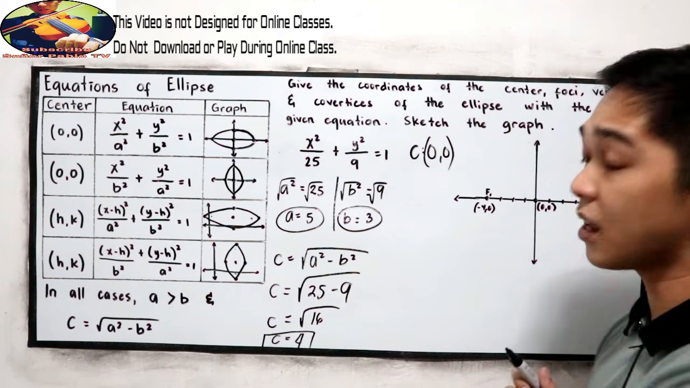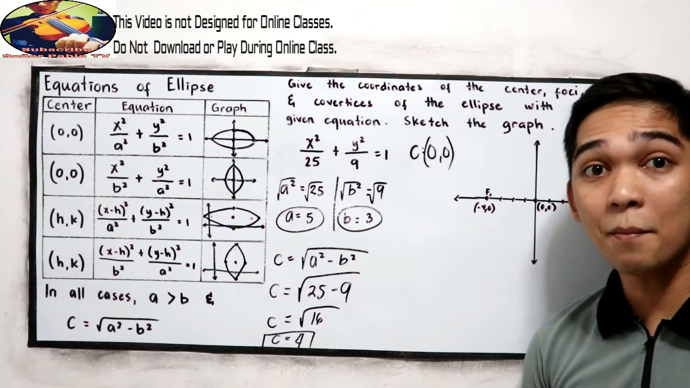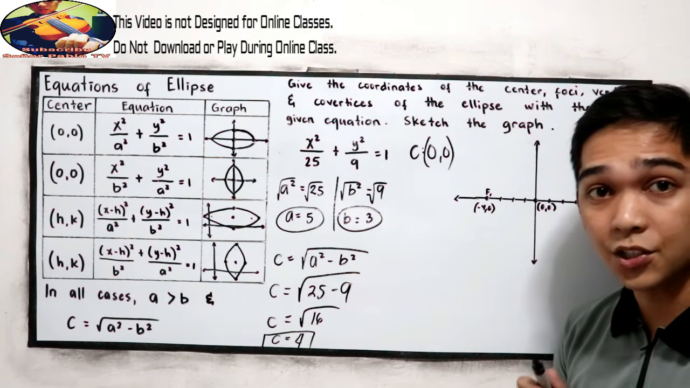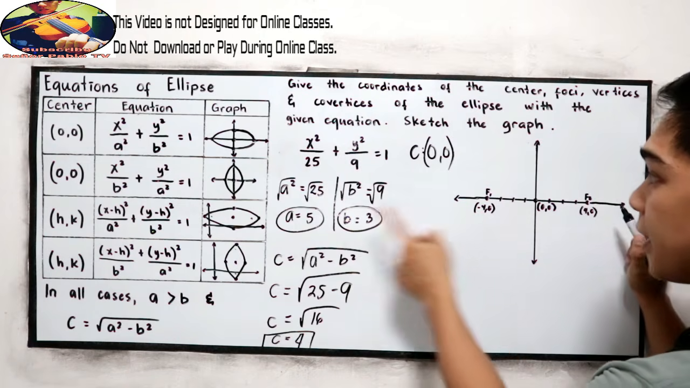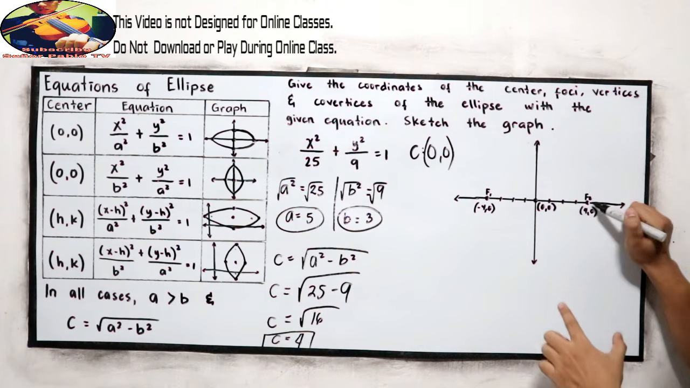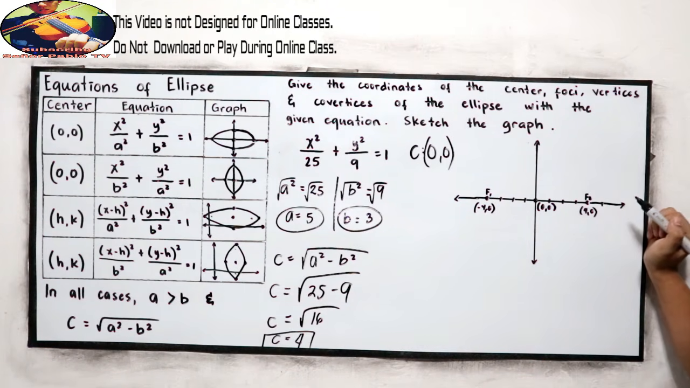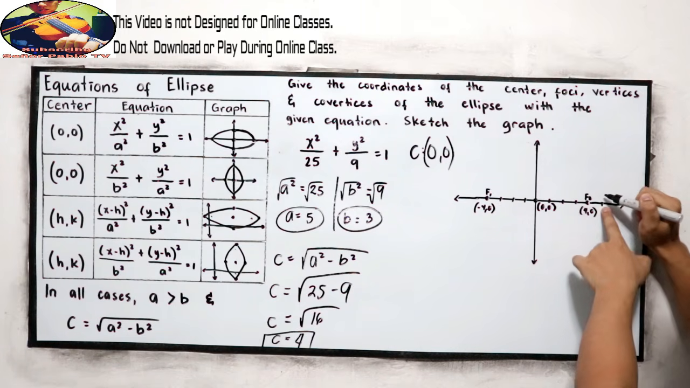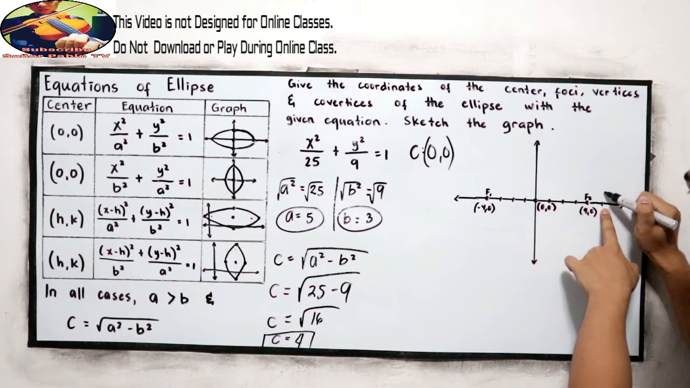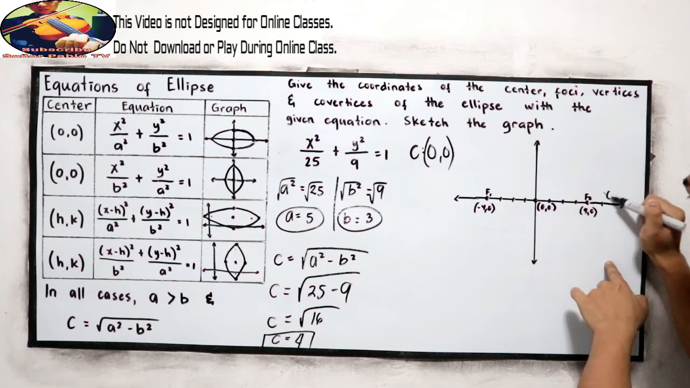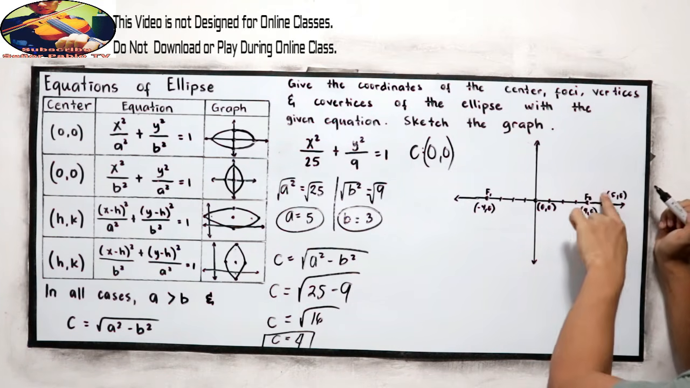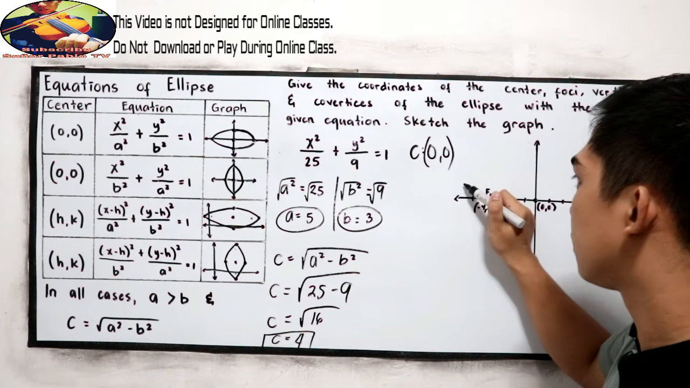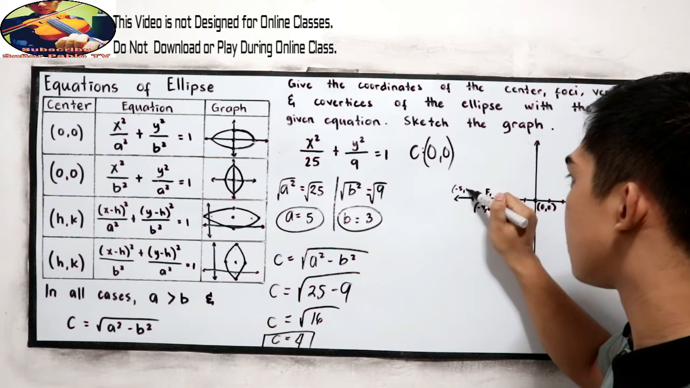We know that the distance of the semi-major axis is A units from our discussion. So A units, we can find that. So just add 1, 2, 3, 4, 5. That will be our vertex. Our vertex will be 5, 0. And the other one, -5, 0. Okay.